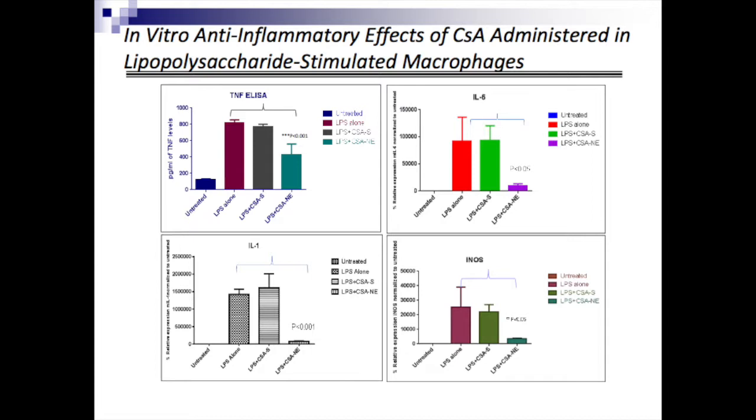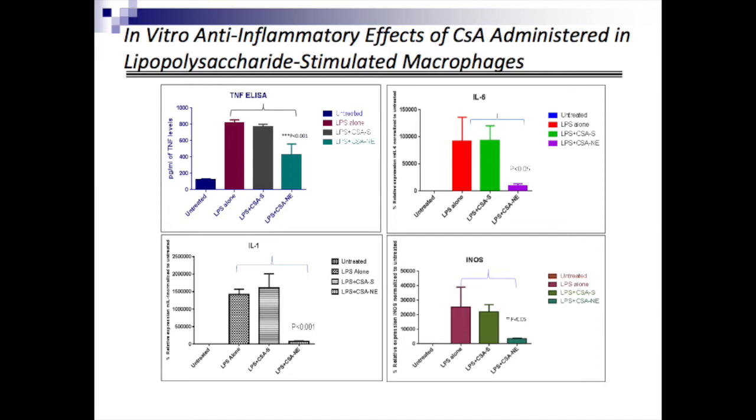So our first test was to take macrophage cell lines, these J774 cell lines, which are murine macrophages, and we stimulate them with LPS, which is a toll-like receptor agonist. And the LPS stimulation produces a very, very strong inflammatory response. We see upregulation of TNF, IL-6, IL-1, iNOS, and many other pro-inflammatory cytokines and chemokines.